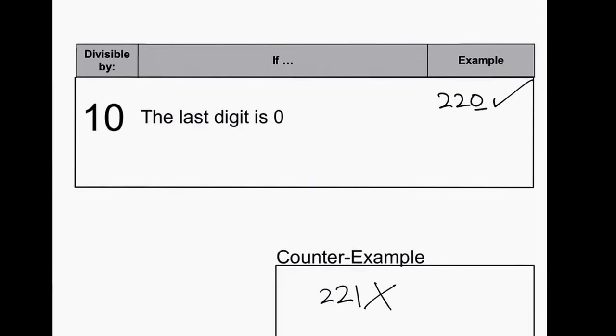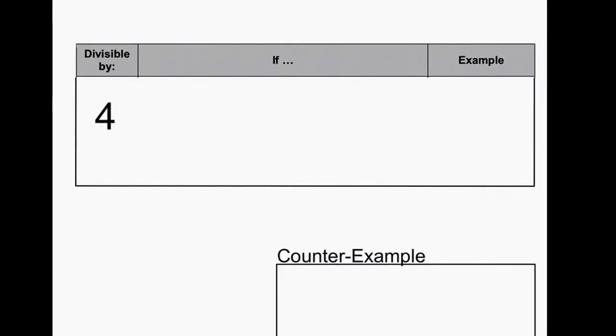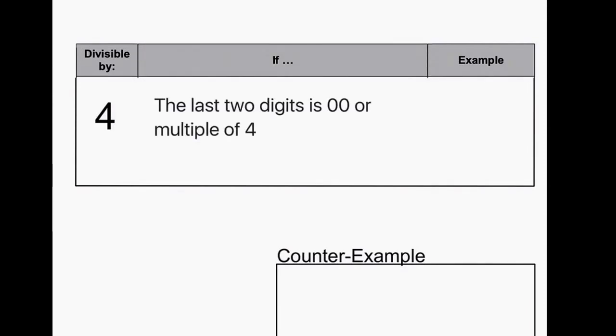So next one, divisible by 4. The rule states that as long as the last 2 digits are 00, or a multiple of 4. So how do we see this? Let's say I have this number 1312. First thing we need to see is whether the last 2 digits are a multiple of 4, which is 12, it is a multiple of 4. So this one is okay. We don't have to worry about the other digits.